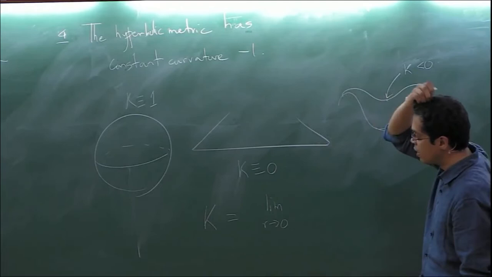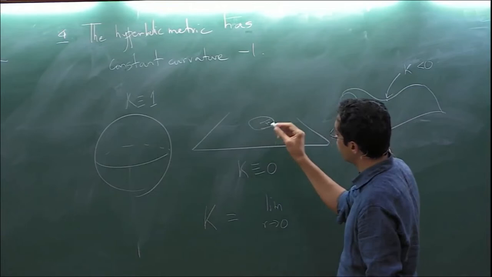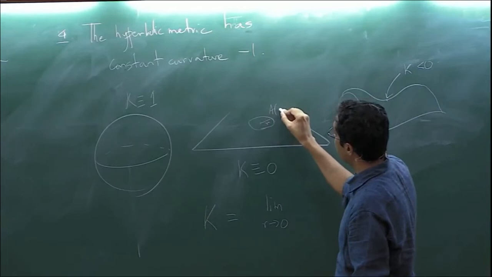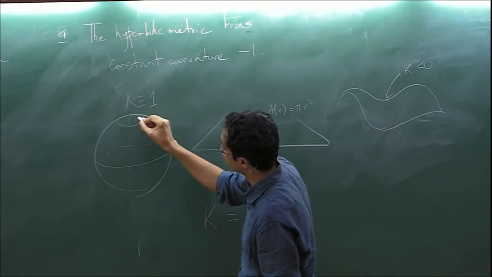You can see it as the rate at which the area of disks grows. In Euclidean geometry, if you look at a disk of radius r, where this radius is computed in the Euclidean metric, you know the area formula: it's pi r squared, right? In the round metric on the sphere, if you look at a disk of spherical radius r, it turns out that the area is less than pi r squared.